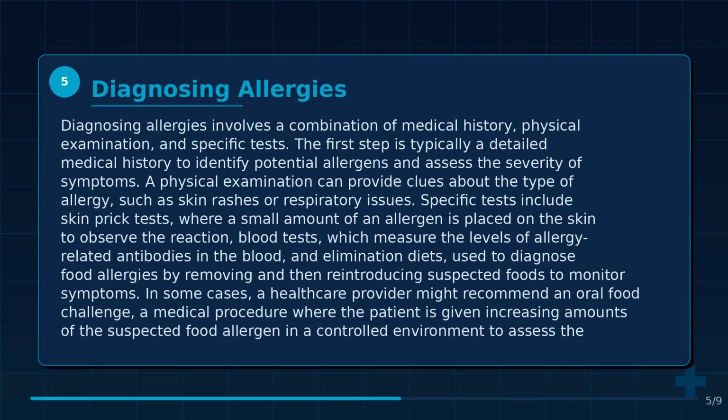A physical examination can provide clues about the type of allergy, such as skin rashes or respiratory issues. Specific tests include skin prick tests, where a small amount of an allergen is placed on the skin to observe the reaction, blood tests, which measure the levels of allergy-related antibodies in the blood, and elimination diets, used to diagnose food allergies by removing and then reintroducing suspected foods to monitor symptoms.